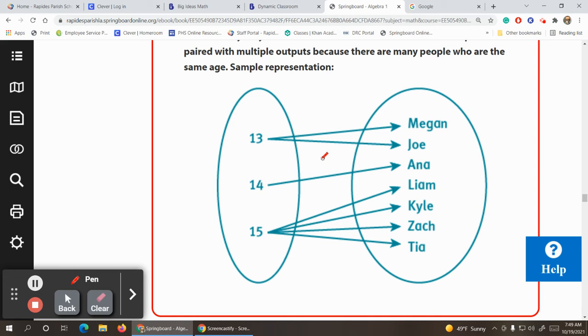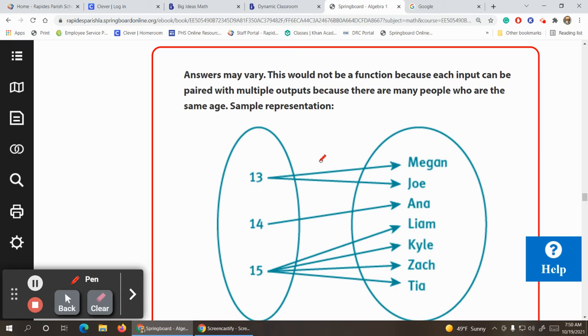So now number 10, and again, the answer for that is no, it will not be a function, because each input can be paired with multiple outputs because there are multiple people who are the same age. Okay, so all you do is draw a mapping of ages and names and show the multiple ages go into different names.